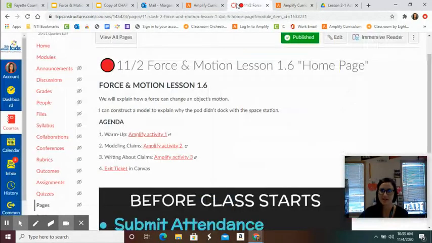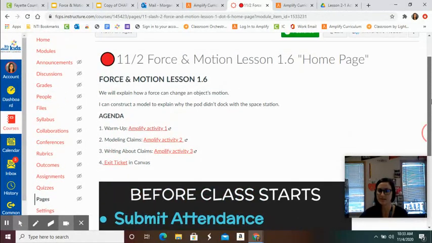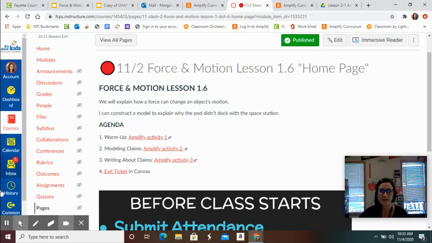Then here you can see there was an exit ticket. And there are some slides down here if you need them, but everything I just said is covered. So that's that for 1.6.